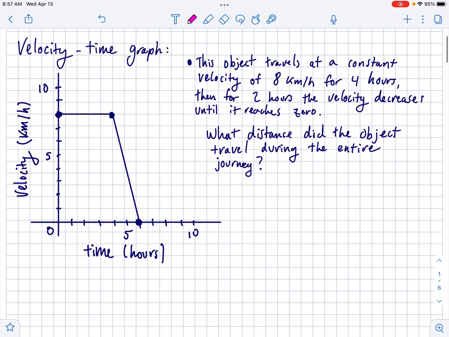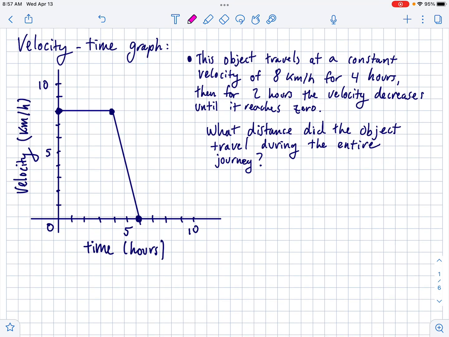So the first graph we're going to look at is a velocity versus time graph. This is a graph representing an object that travels at a constant velocity of 8 kilometers per hour for 4 hours. You can see that here, that the velocity is at 8 for the first 4 hours. Then for 2 hours, the velocity decreases until it reaches 0. So that's what's happening right here. We need to figure out what distance the object traveled during the entire journey.